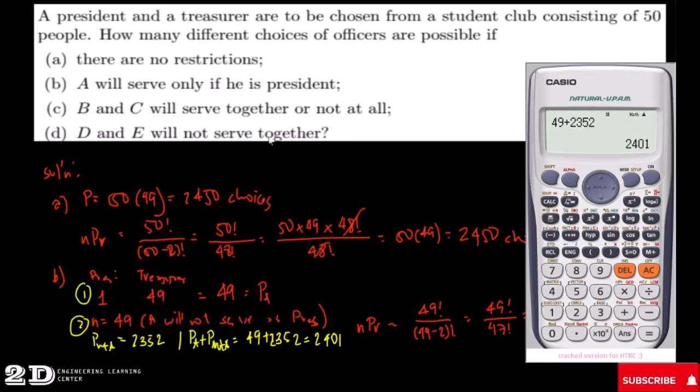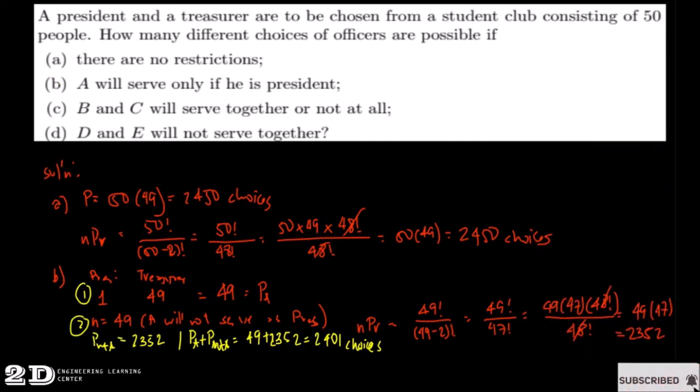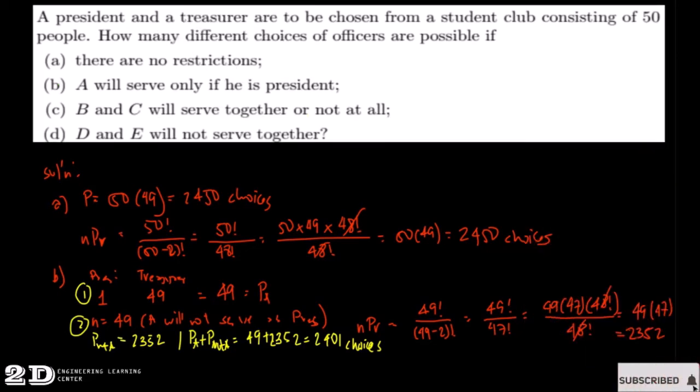2401, and we must always have our unit because the question is about choices. So we have 2401 different choices. You can also say that this is a permutation because you have the term different, so all of our choices are distinct from each other. So that will be our answer for letter B.